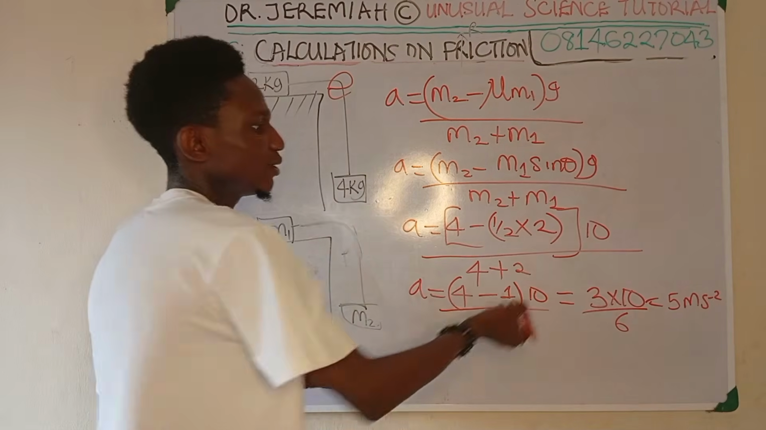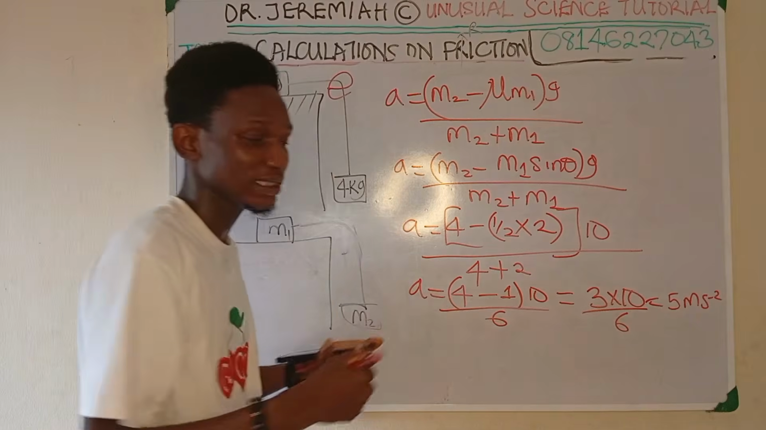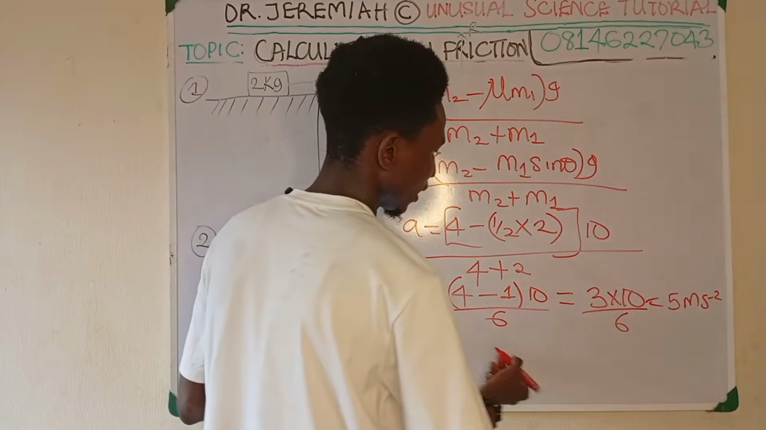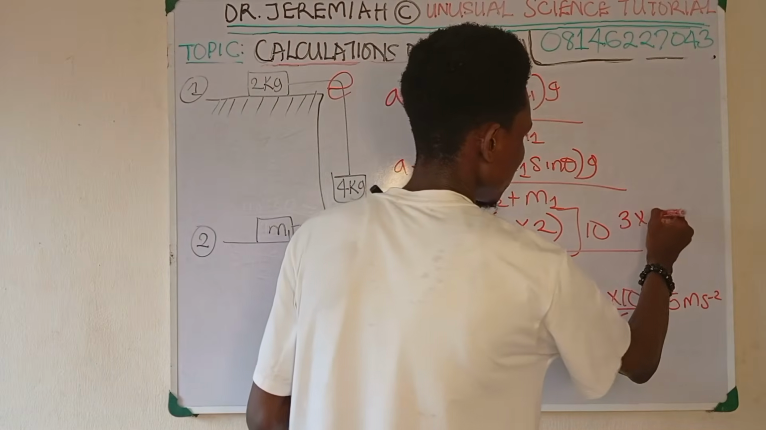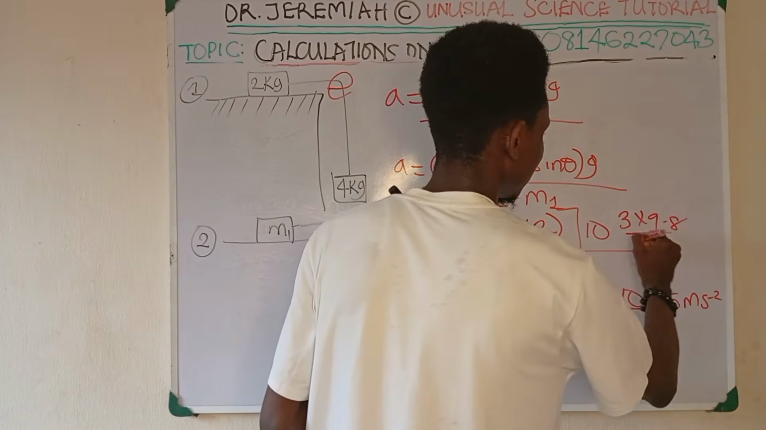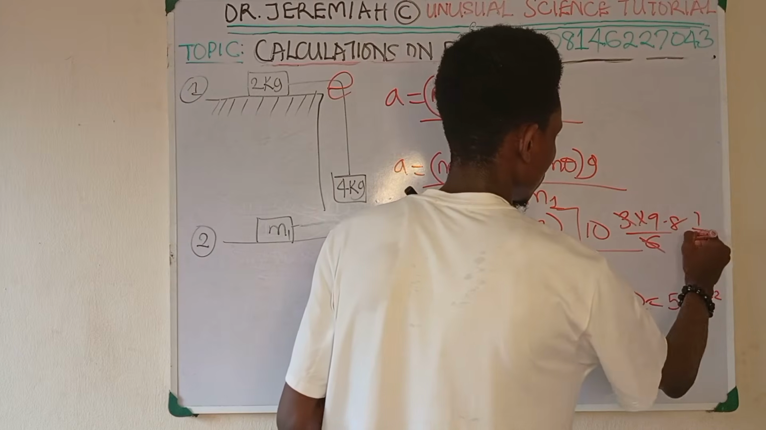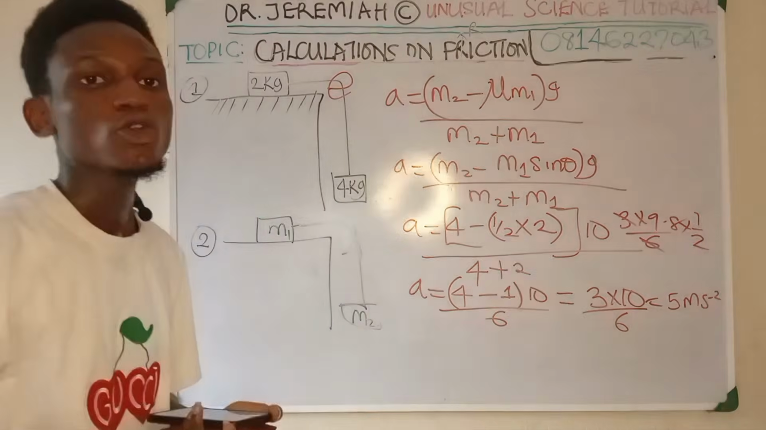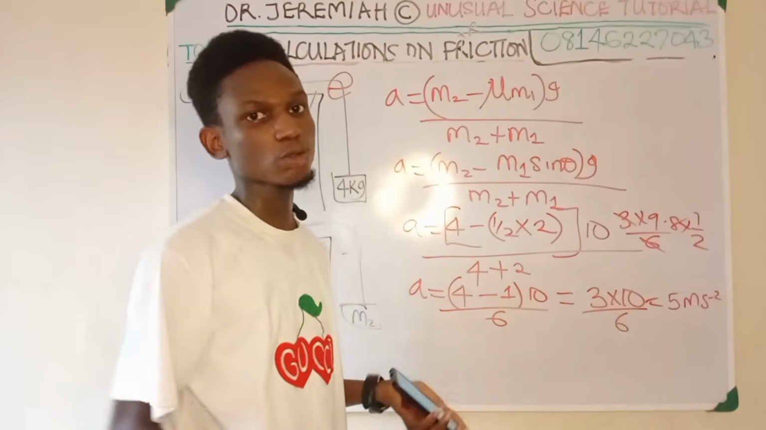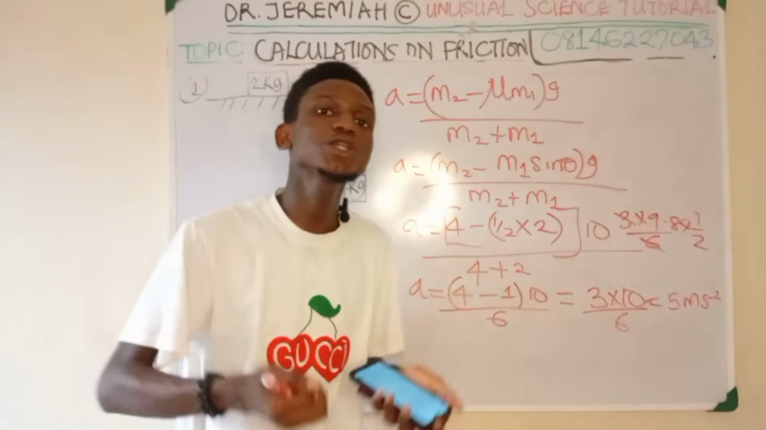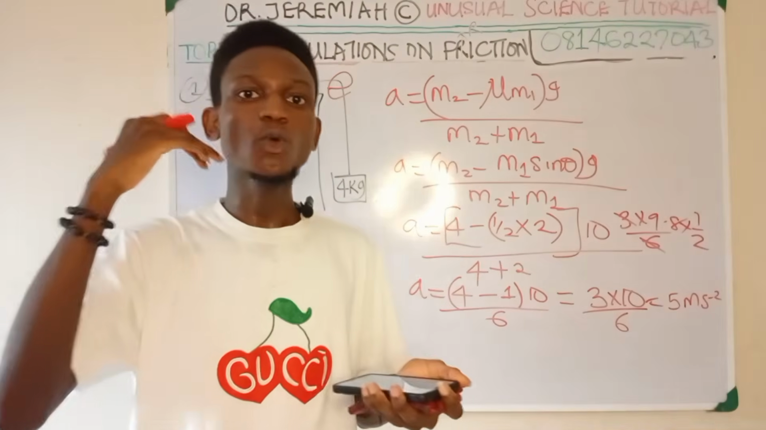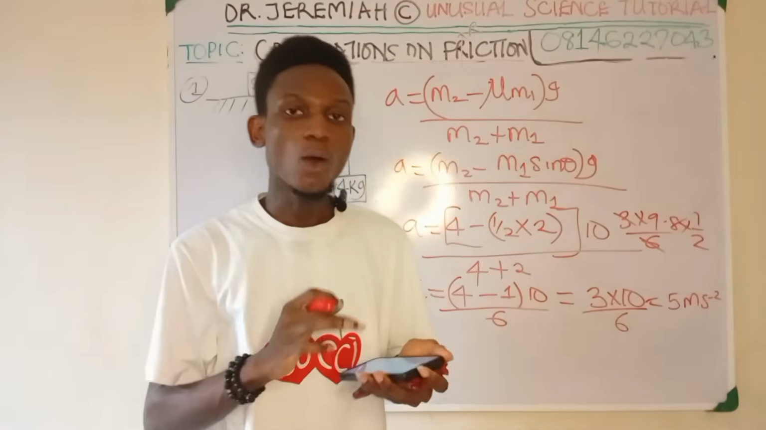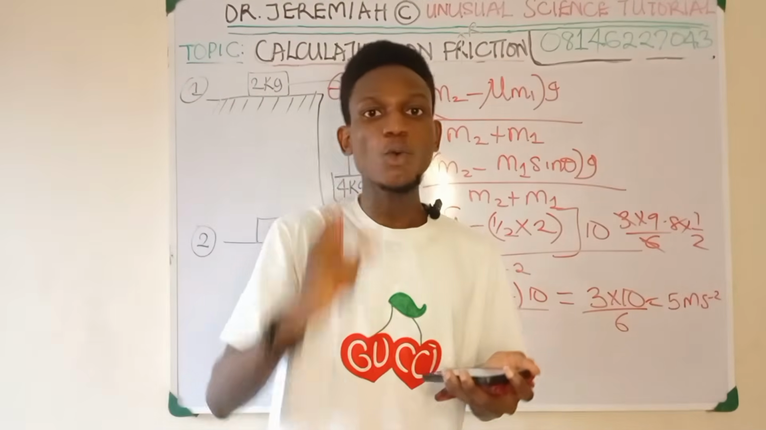I used G as 10 instead of 9.8. In the question you gave me 9.8, so if you use 9.8, you're going to get 4.9. That's 3 times 9.8 divided by 6. This one cancels and gives 1 over 2, so you're left with 9.8 times 1 over 2, which gives you 4.9. So you see, it's a very simple thing. That's the shortcut method I use in solving this question. I don't want to show you the exact process, so in case you want to test if your answer is correct, you can do it.